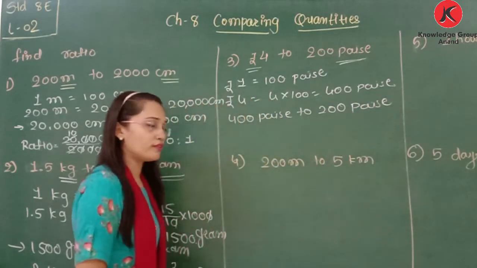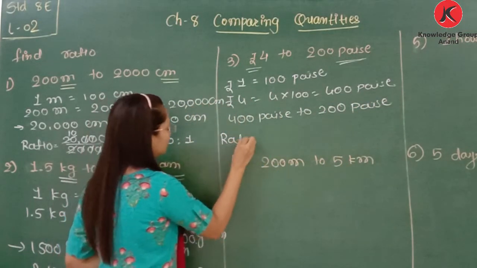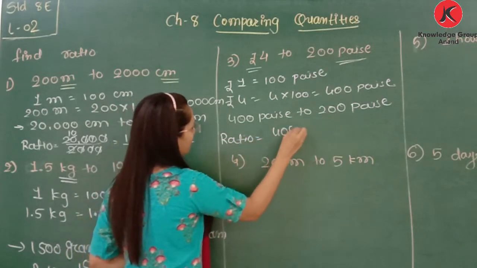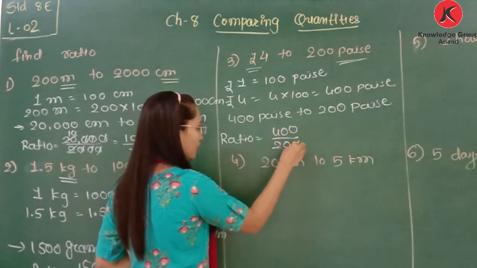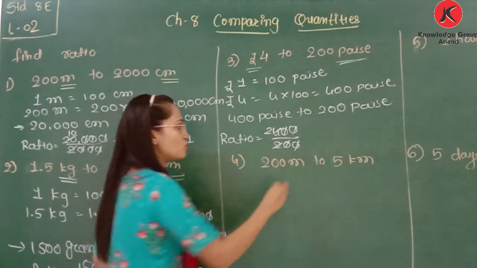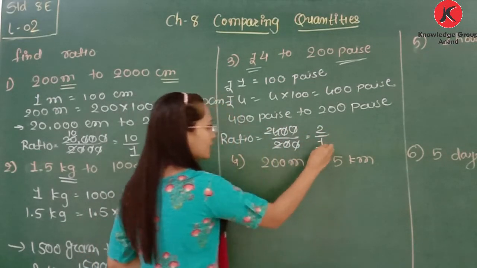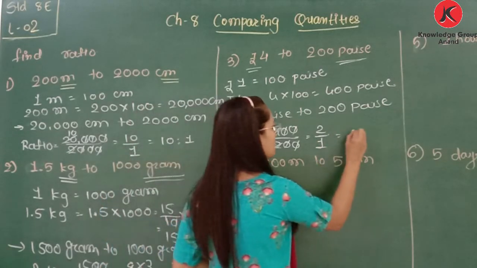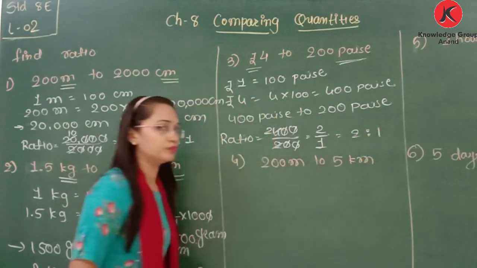Now as the ratio we can write 400 divided by 200. We can cut the 2 zeros. 2 2s are 4. So numerator is 2, denominator is 1. So ratio is 2:1. Okay.